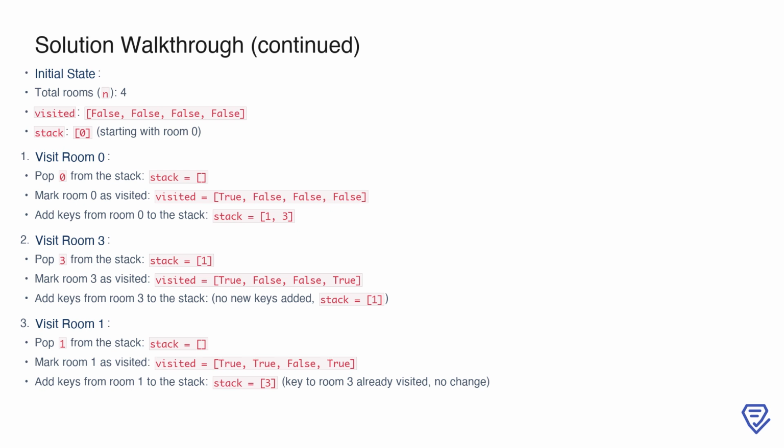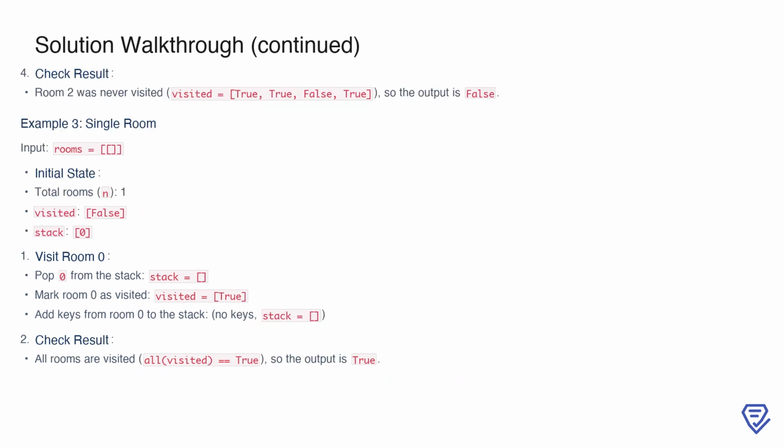Then, we proceed to room 1, popping it from the stack to get an empty stack, and mark it as visited, updating visited to true, true, false, true. Room 1 provides keys to rooms 3 and 0, but since both are already visited, the stack remains empty. After visiting all accessible rooms in example 2, we observe that room 2 was never visited, as indicated by the visited array: true, true, false, true. Since not all rooms have been visited, the output for this example is false, meaning some rooms are inaccessible.